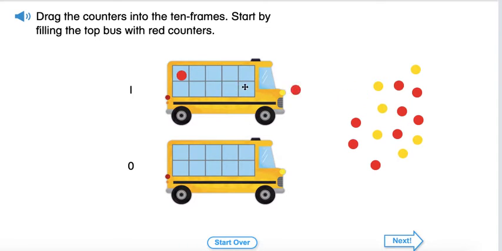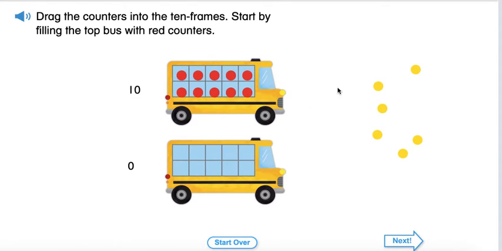So 1, 2, 3, 4, 5, 6, 7, 8, 9, and 10. So now I need to fill the rest of my yellow counters into the next bus.